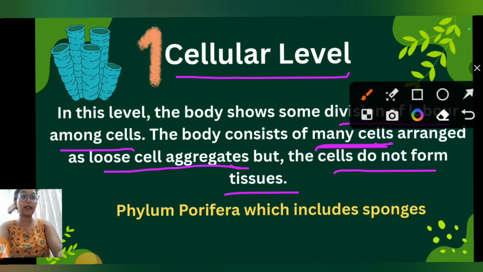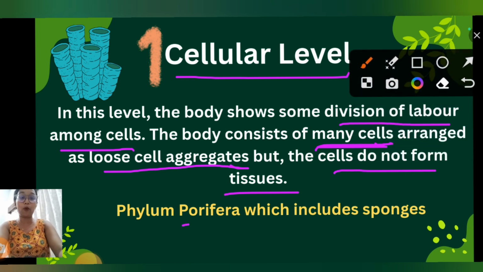Here the example will be Porifera, which includes the sponges, the first phylum we have talked about. So they have the cellular level of organization. Is it clear?